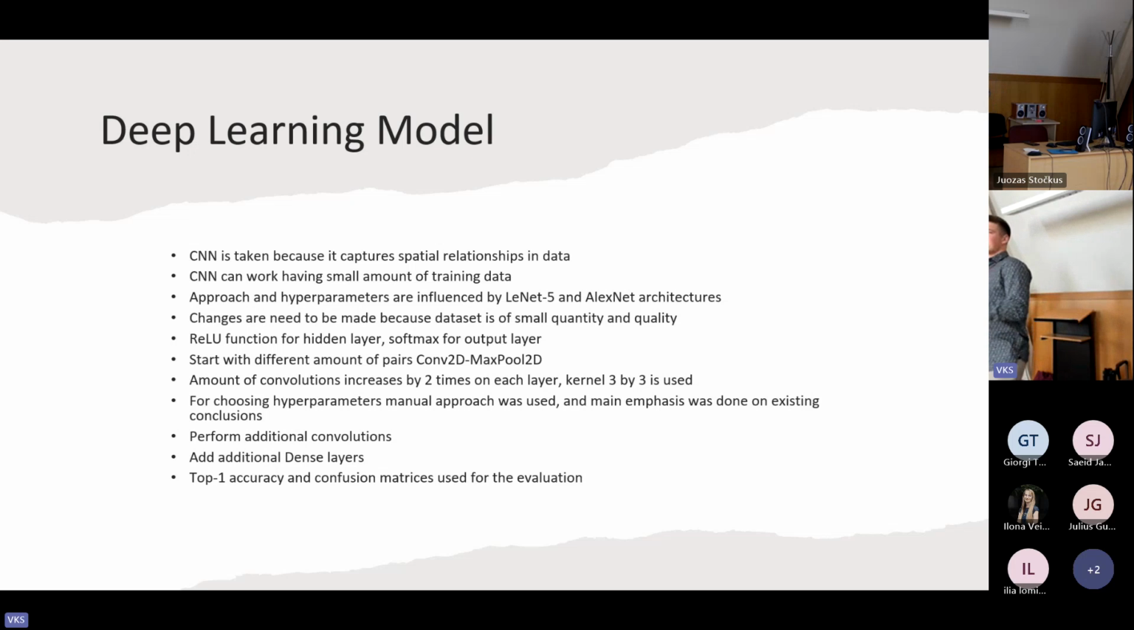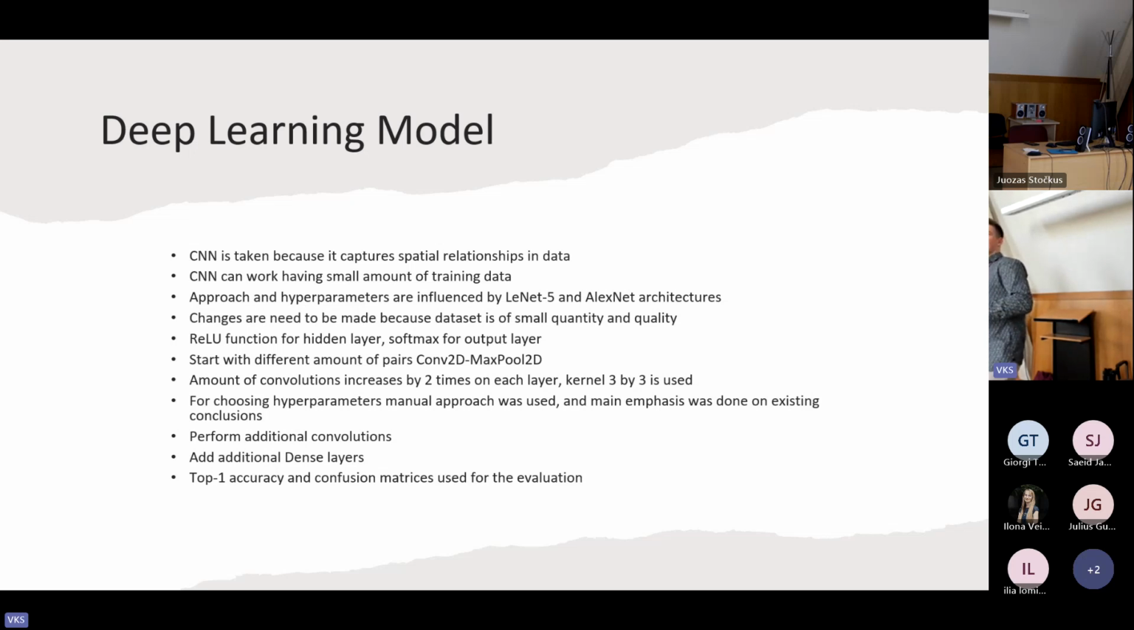Approach and hyperparameters were mostly influenced by these two architectures. However, I couldn't use them on their own: LeNet-5 was designed for simpler relationships, and AlexNet couldn't be used because the dataset is too small and it would just underfit. Also, for hidden layers I use the ReLU activation function, and for the output layer I use the softmax activation function.